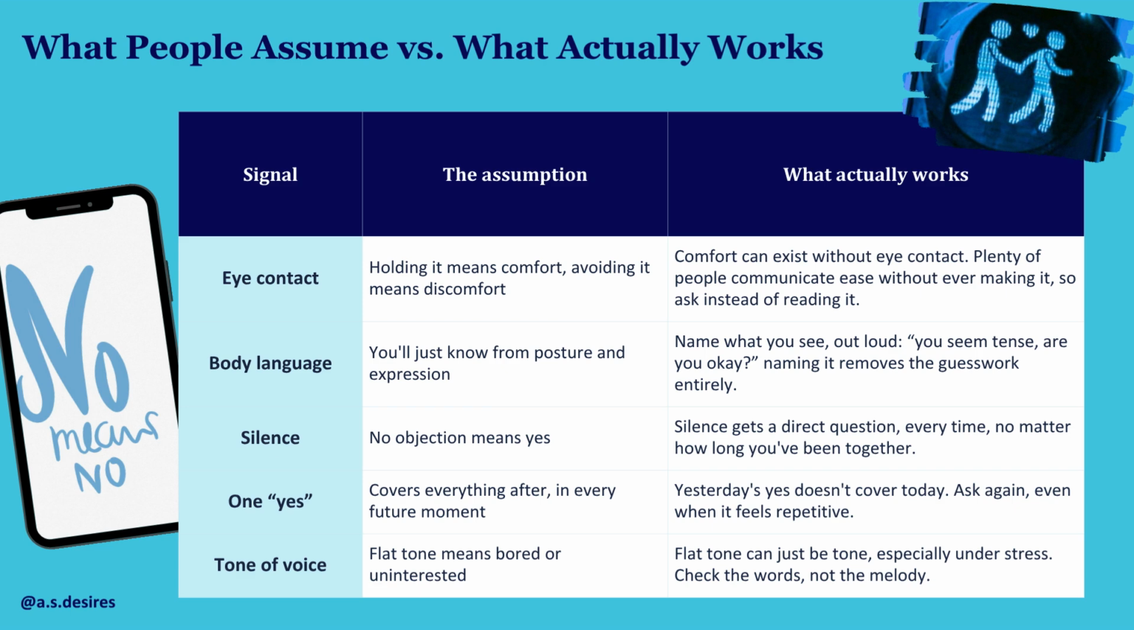One yes. The assumption that a single yes covers every future moment doesn't hold up, and it's actually inconsistent with how researchers who study consent, like Agno and Lan in their 2024 review on sexual incentive motivation, describe it. Consent is understood as something that's given and can be withdrawn moment to moment, not a permanent switch. Yesterday's yes doesn't cover today, so ask again even if it feels repetitive.